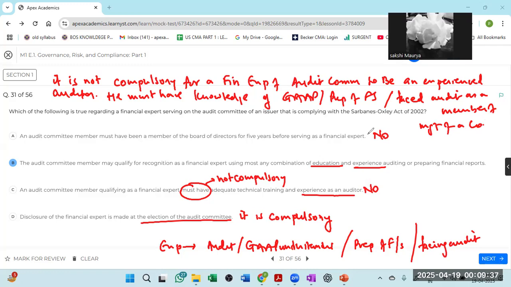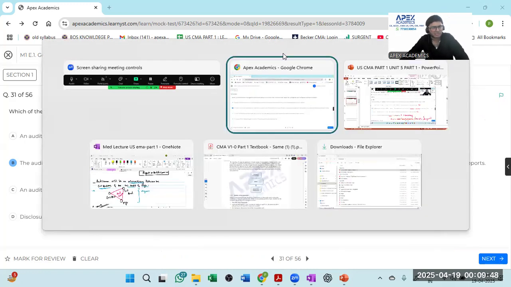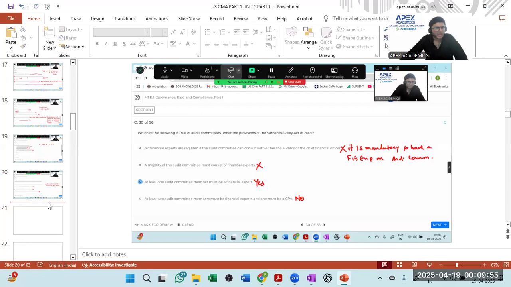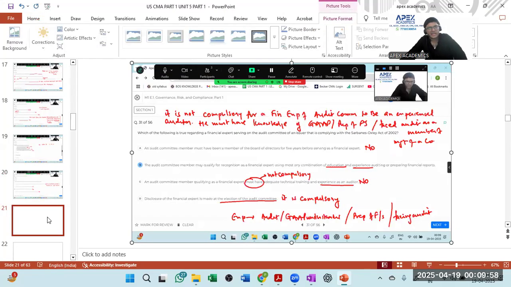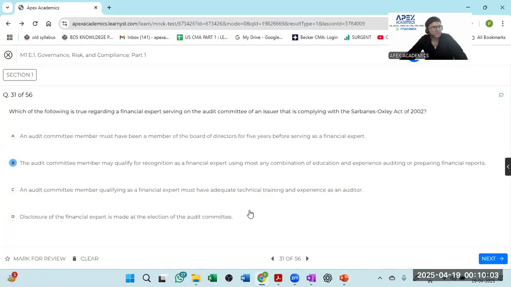Yes, sir. So is it compulsory for a financial expert to have been an auditor? Answer my question, please. No, sir. It is not compulsory for a financial expert to be an auditor. A financial expert can be anybody who has exposure in GAAP, who can prepare financial statements, and who has worked as an auditor somewhere in his life. Hence, the answer to this question is option number B.